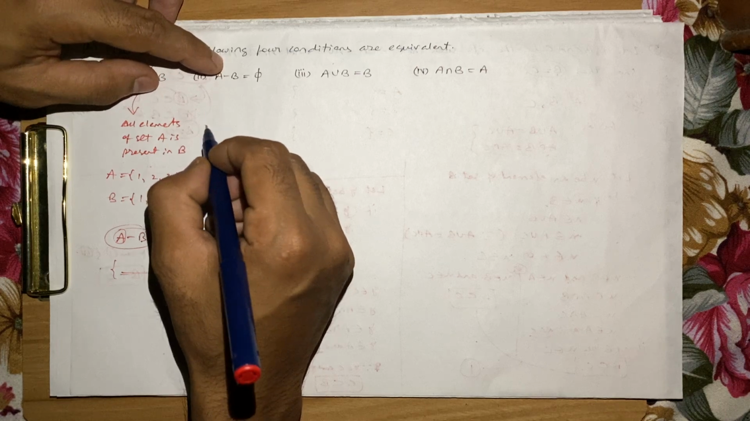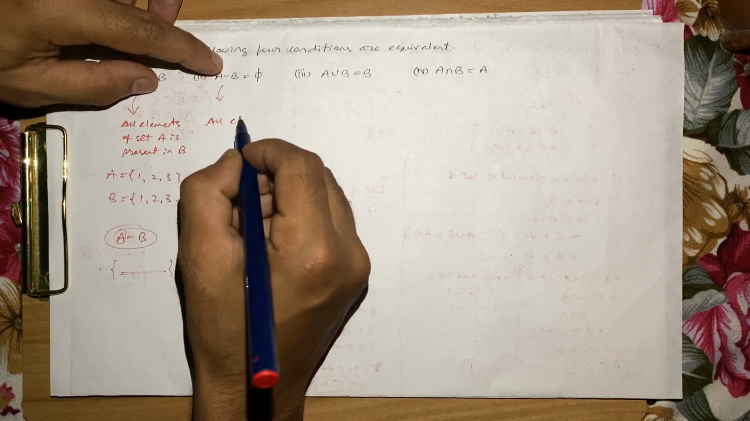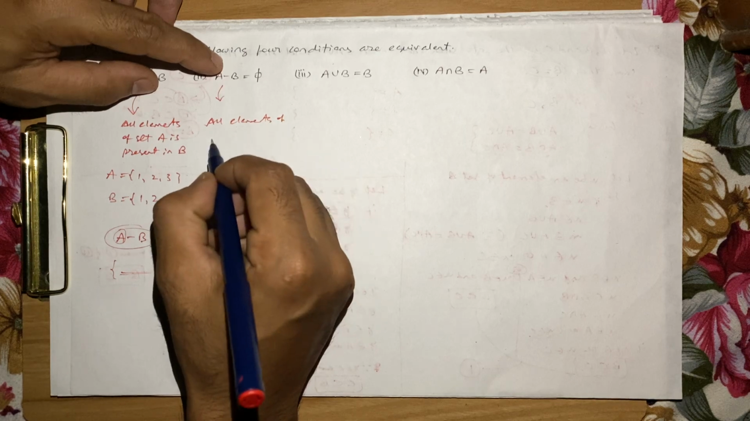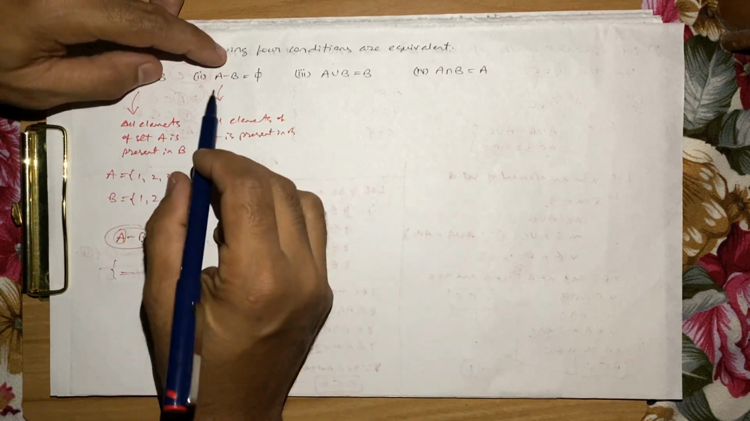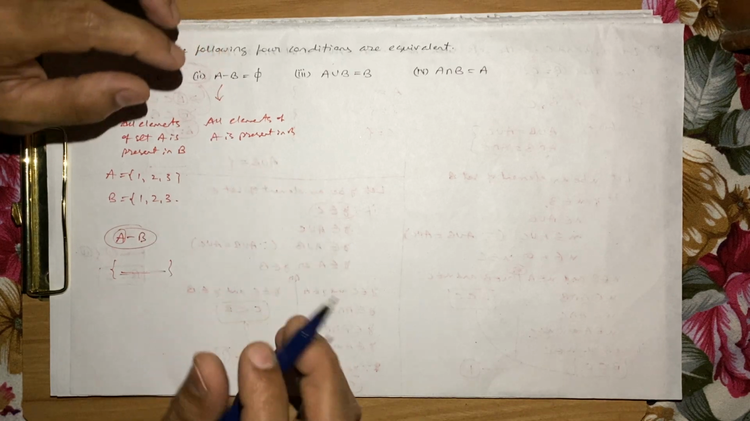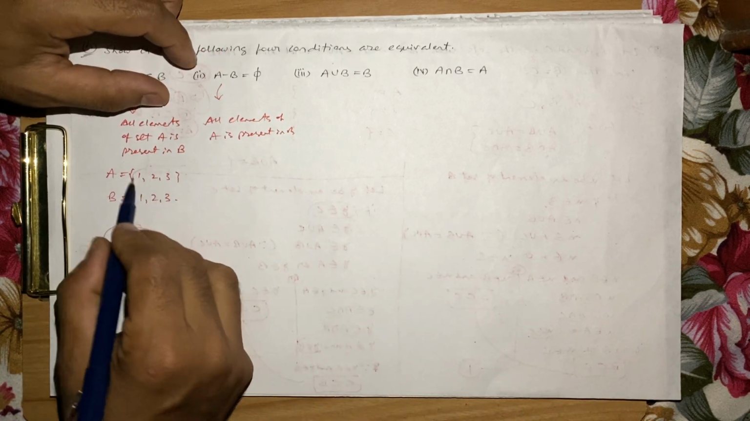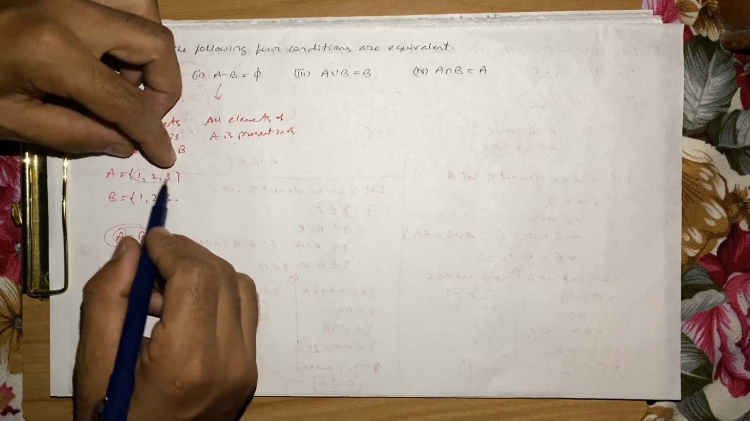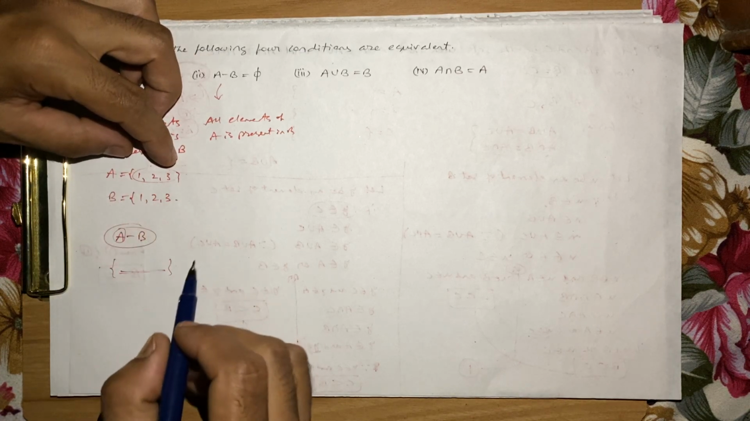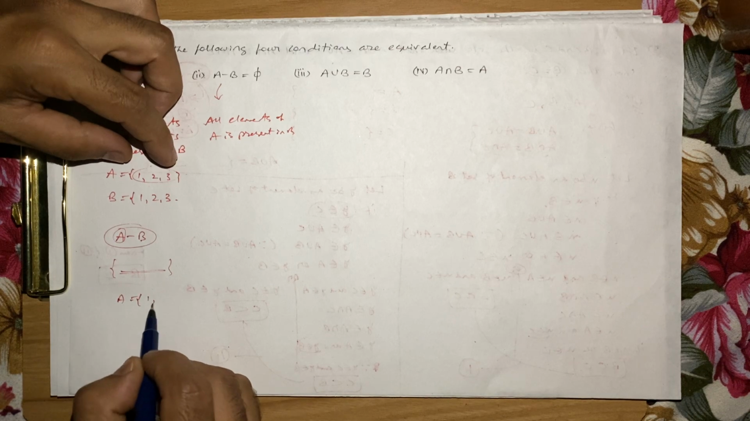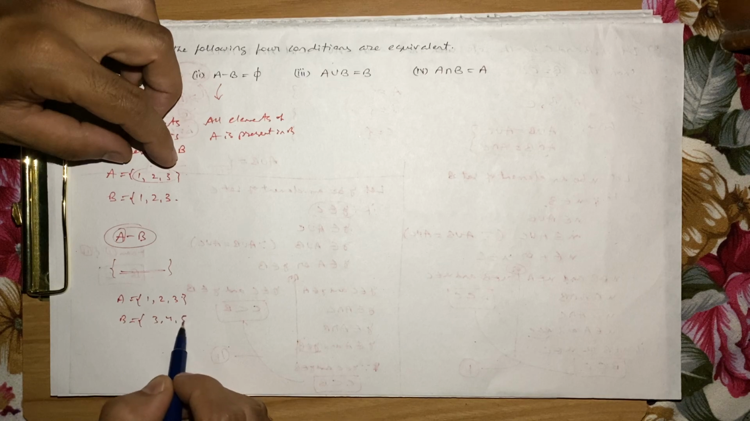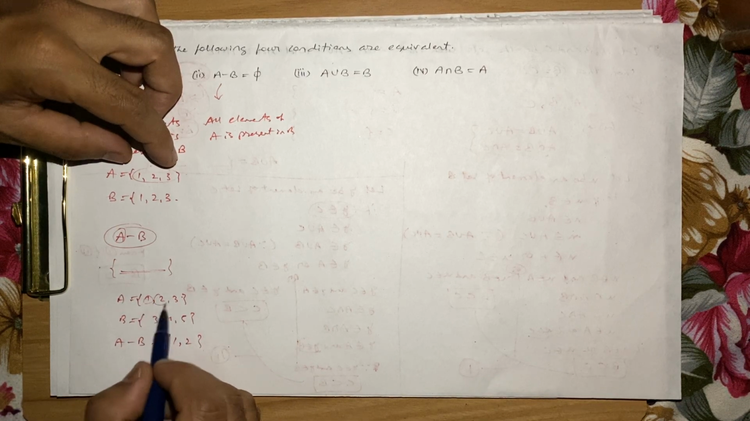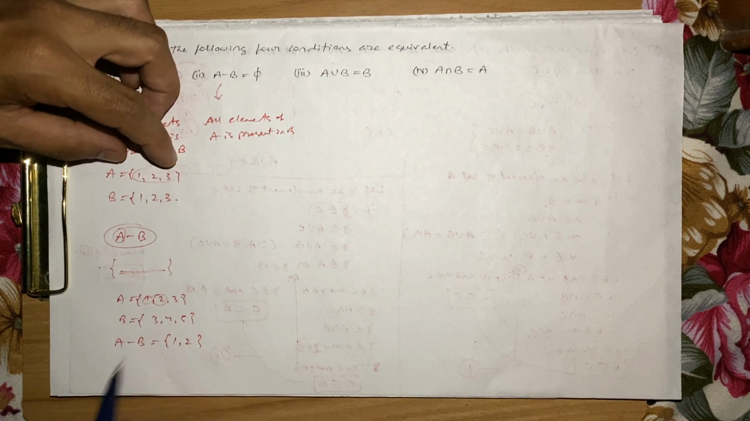What does that mean? All elements of A are present in B. That's why there is no such element in the set A that purely belongs to A. Like if A is equal to, let's say, {1, 2, 3} and B is equal to {3, 4, 5}, in this case A minus B is equal to what? {1, 2}, because 1 and 2 are the elements that purely belong to A. They're not present in B.